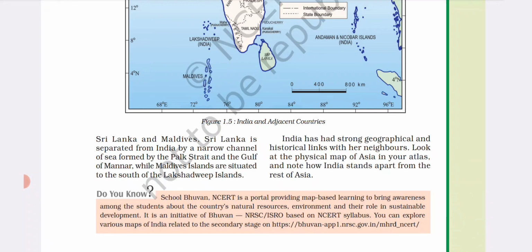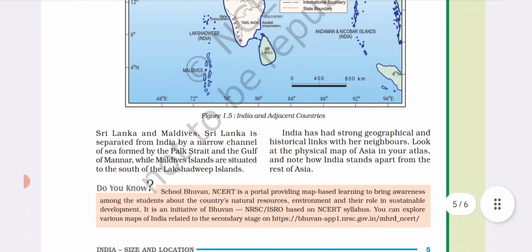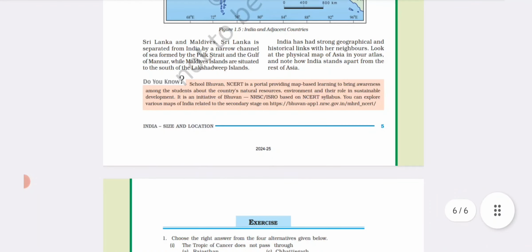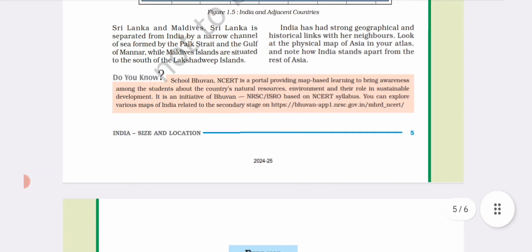India has strong geographical and historical links with her neighbors. Look at the physical map of Asia in your atlas and note how India stands apart from the rest of Asia. Do you know? School Bhuvan, the NCERT portal, provides map-based learning to bring awareness among the students about the country's natural resources, environment, and their role in sustainable development. It is an initiative of Bhuvan, NRSC and ISRO based on the NCERT syllabus. You can explore various maps of India related to secondary stages.